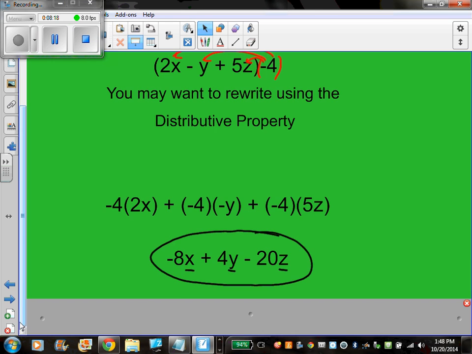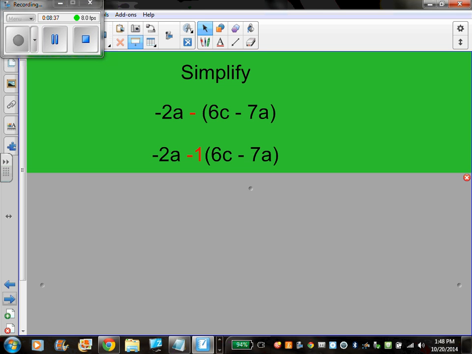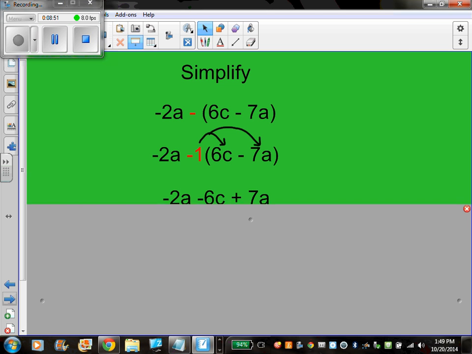Next example. Simplify negative 2a minus 6c minus 7a. Well, one of our multiplication properties that we learned recently is that when you have a negative in front of something, it's the same thing as saying you have a negative 1 in front of that. This is very important for distribution because now we know that we can take this negative 1 and multiply it here and here. And when we do that, we're going to discover what our answer ends up being.